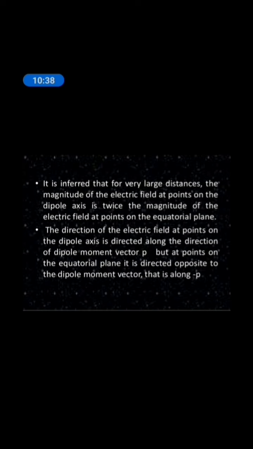At very large distances, the magnitude of the electric field at a point on the dipole axis is twice the magnitude of the electric field at points on the equatorial plane. The direction of the electric field at a point on the dipole axis is along the direction of the dipole moment vector p, but at points on the equatorial plane it is directed opposite to the dipole moment vector, that is along minus p.